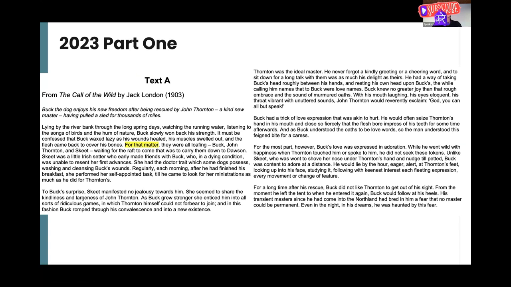For the most part, however, Buck's love was expressed in adoration. While he went wild with happiness when Thornton touched him or spoke to him, he did not seek these tokens, unlike Skeet, who was wont to shove her nose under Thornton's hand and nudge till petted. Buck was content to adore at a distance. He would lie by the hour, eager, alert at Thornton's feet, looking up into his face, studying it, following with keenest interest each fleeting expression, every movement or change of feature.